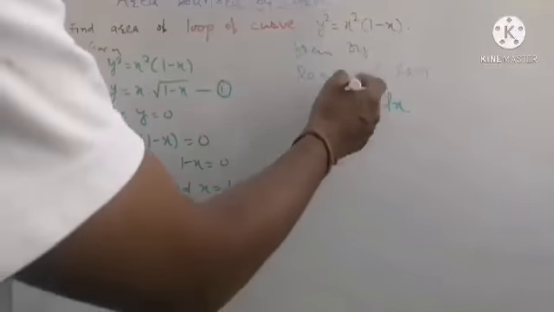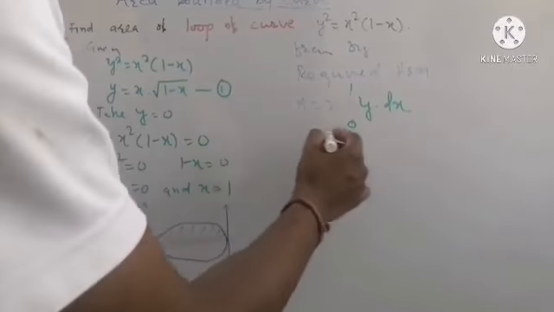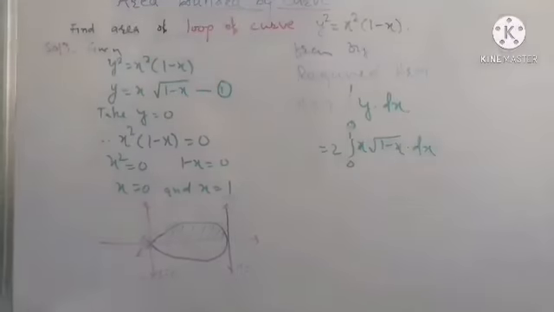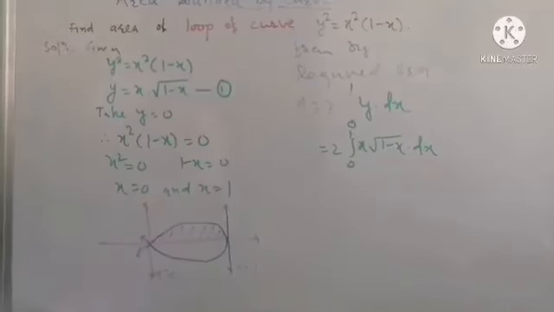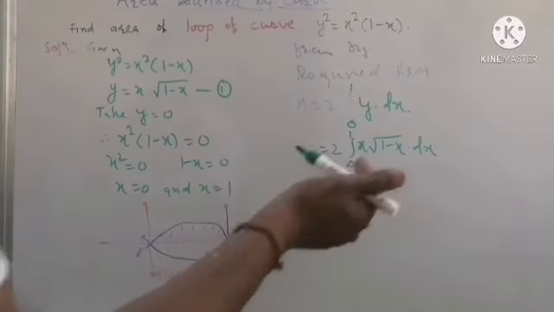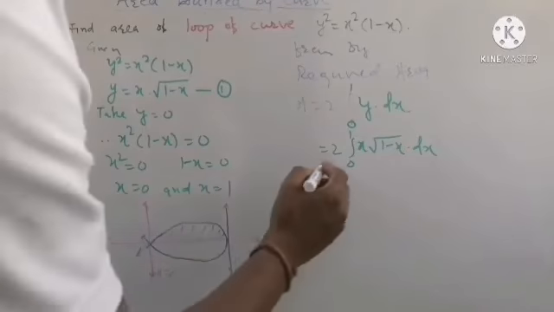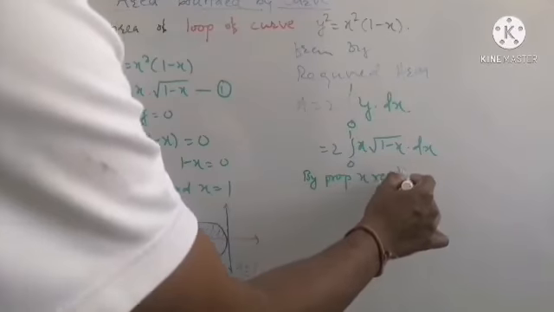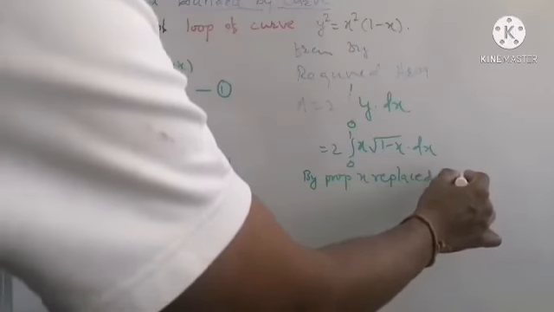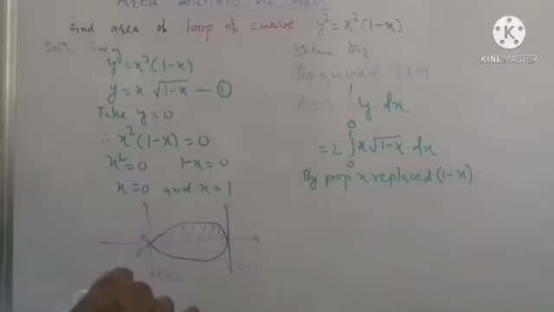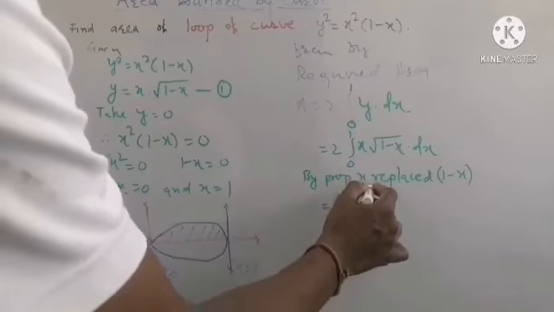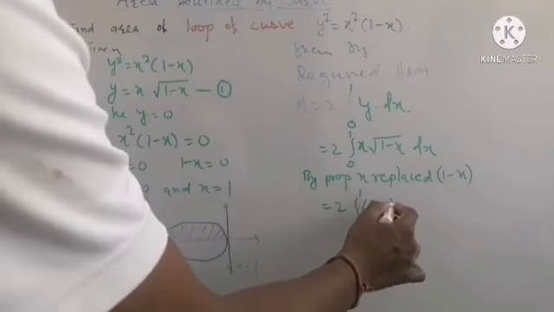So we take 2 times the integration from 0 to 1 of y, which is here given by x root of 1 minus x, dx. Now we have to find the integration of this expression. As this is a definite integral, we use properties of definite integrals. As we know, by the property, if x is replaced by the sum of the limits minus x, that is 1 minus x, the value of the integral does not change. So by using this, we take the integration from 0 to 1 and replace x by 1 minus x in the integral.